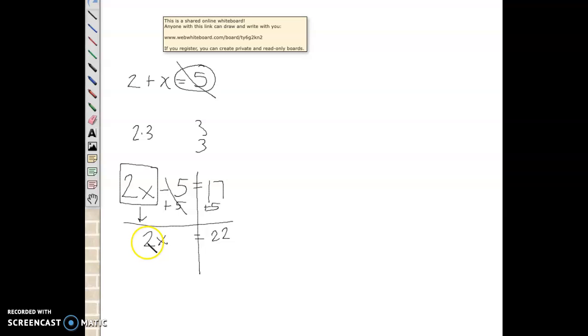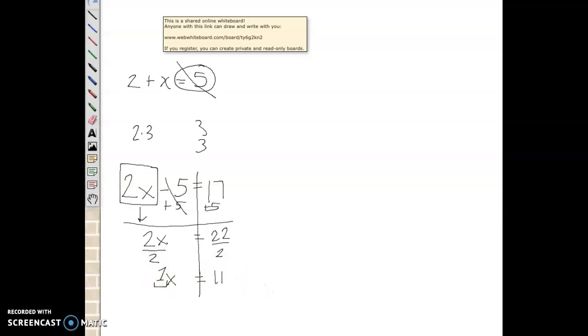We're not done yet because now we still have 2 times x. If these are being multiplied, the opposite operation is division. Whatever you do to one side, you do to the other. We know 2 divided by 2 is 1, so we're going to put x. Again, whenever you have a variable by itself without a coefficient in front right here, you can always assume that it is 1, because 1 times any number is that number, and x is 11, and that's what you get here.